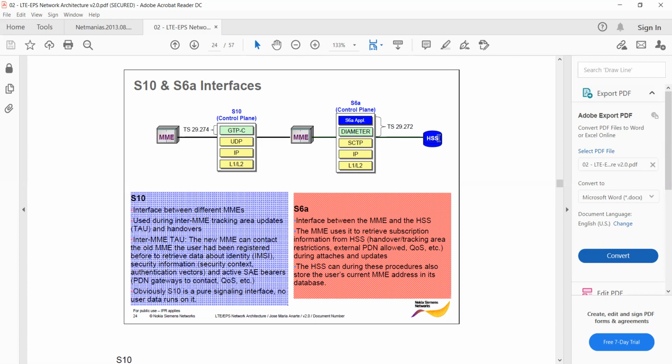User information will be in the HSS, the home subscriber server we have seen. All that detail will be there. So how does the MME fetch those details? Via the S6A interface. It is an interface between the MME and HSS, S6A.